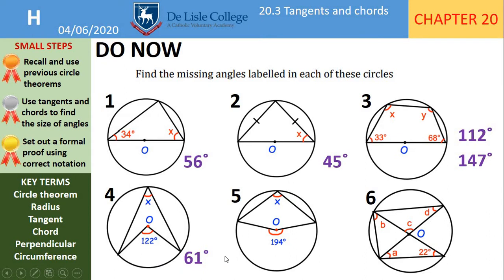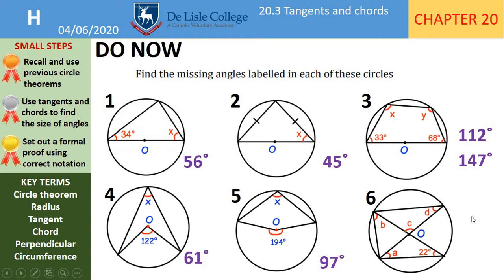Question number 5 is using the same circle theorem, so the angle at the circumference is half the angle at the centre. It looks slightly different here. It's just that these 2 points have shifted around the circumference so that they're kind of in the same segment, the same half of the circle. This is fine as long as you're using the one underneath. So half the 194 gives me that x is 97 degrees.